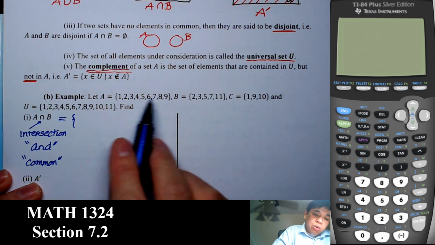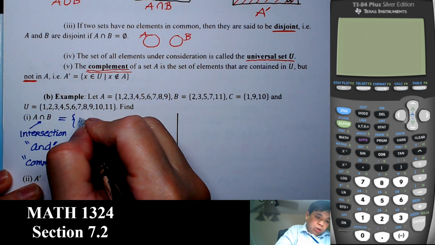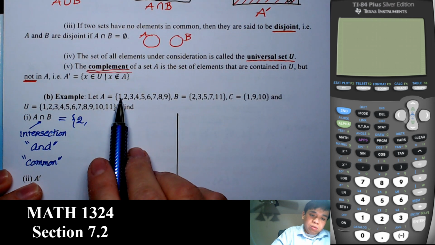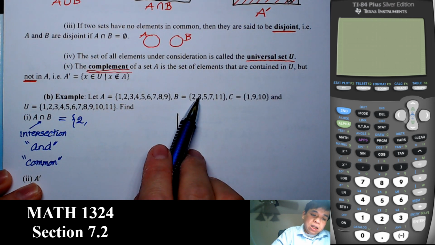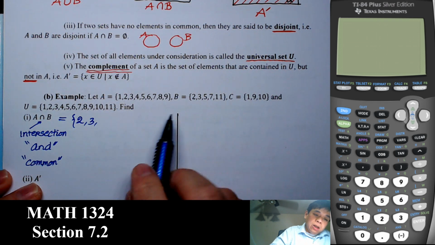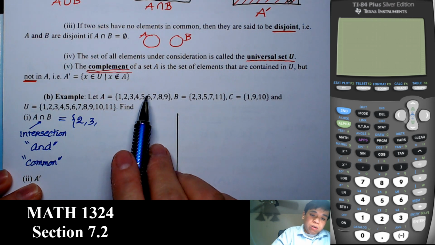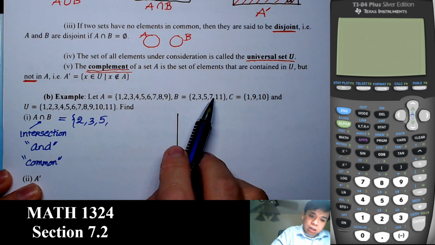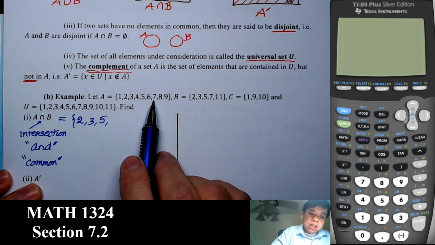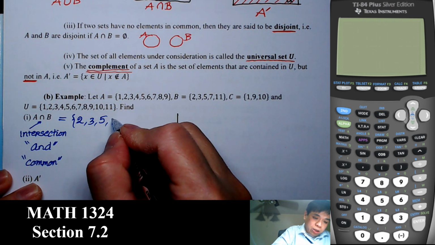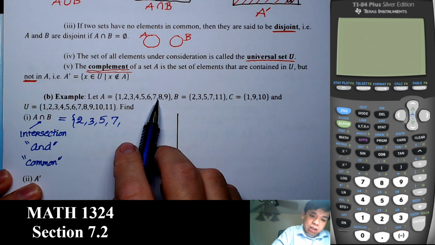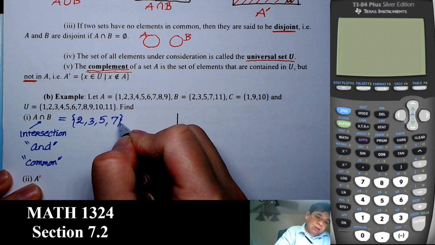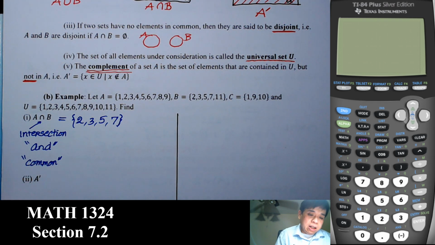Right. We see that 2 and 2 are on both A and B, so 2 is good. So that is intersection. The 1 is not in B, so 1 doesn't work. 3 is in B and in A, so 3 is good. 4 is not in B, so it's not good. 5 in both of them, so it's good. 6 does not belong in B, so it's no good. 7 in A and in B, so it's good. 8 is not, 9 is not, 11 is not in A, so that's all we have. So that is the intersection of A and B.